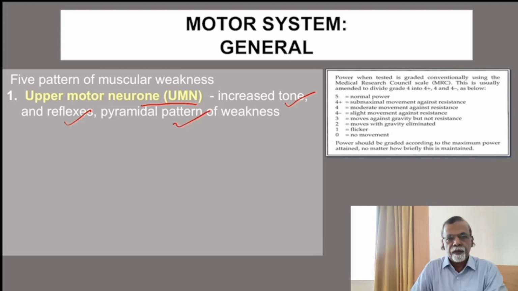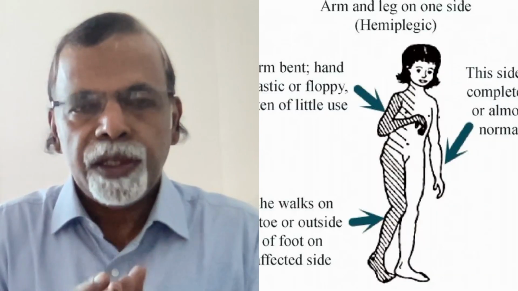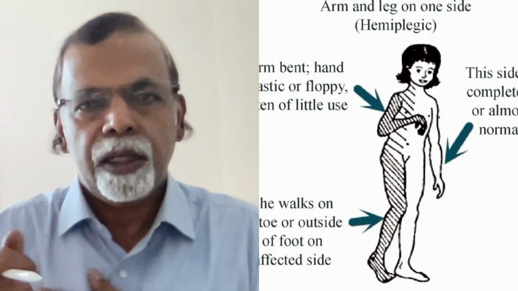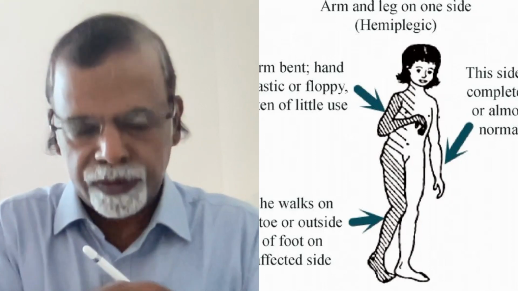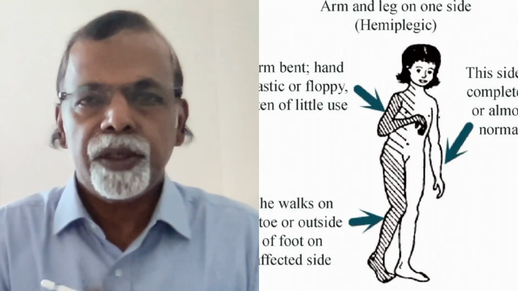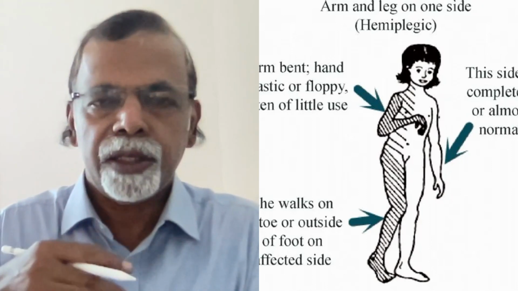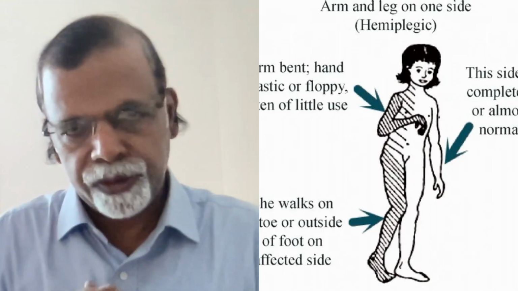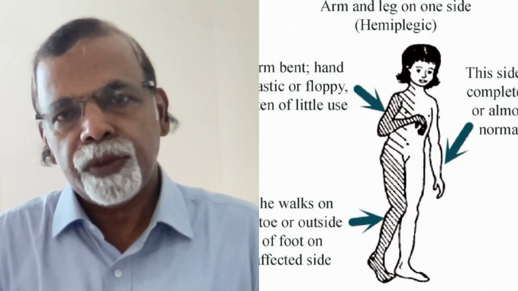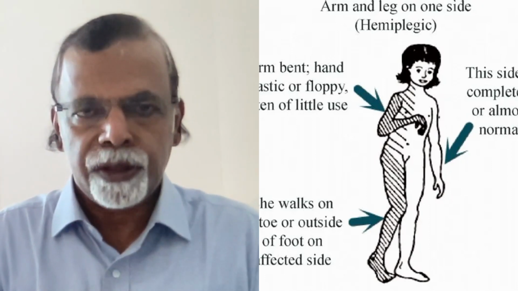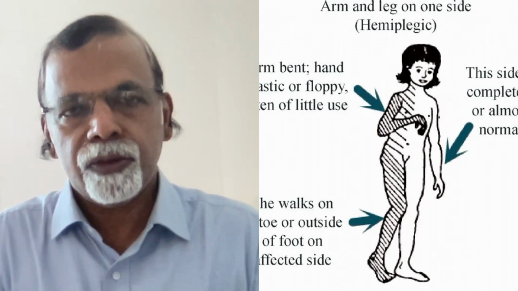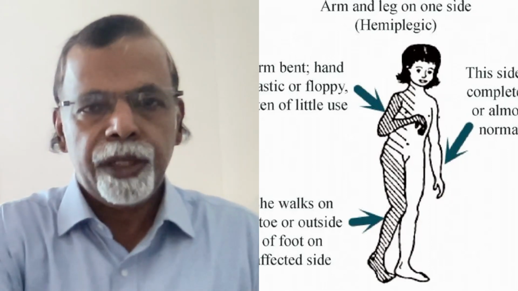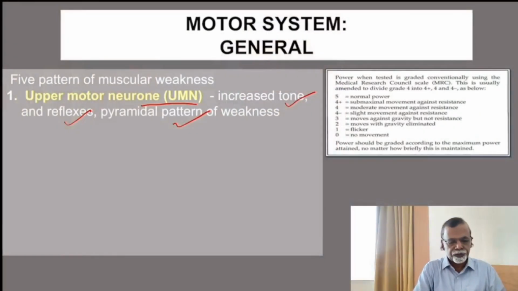What do you mean by pyramidal pattern of weakness? If you observe a hemiplegic patient, you can see that the shoulder is adducted, elbow is flexed, and wrist is flexed. Why is it so? There is increased tone of the adductors, or adductors are more powerful compared to abductors. The lower limbs are exactly opposite. The legs are extended, knees are extended, foot is plantar flexed. This sort of pattern of weakness is called the pyramidal pattern of weakness.